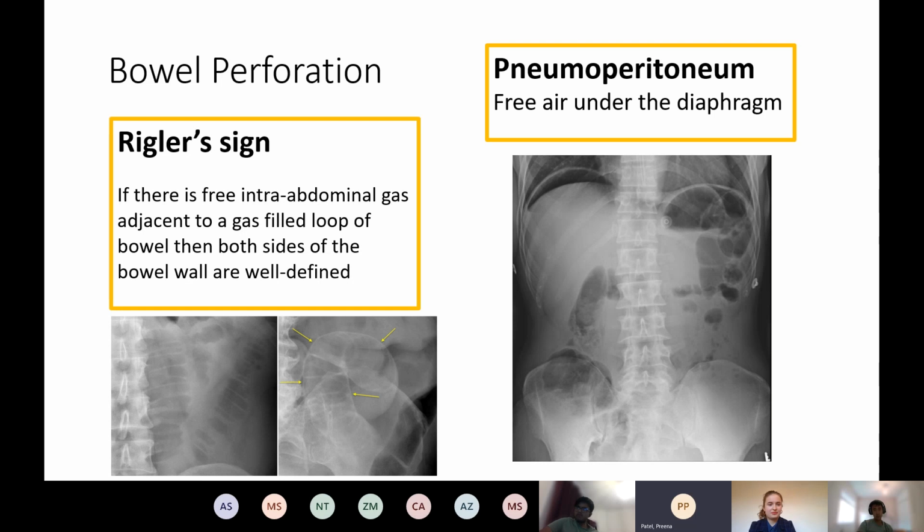Okay, no. So it's called Rigler's sign. I'm going to try, and I really wish I had a pointer for this now. Basically, if you look at the left-hand image here, when you look at the edges of the bowel, you can see the edge that's on the inside, but you can't really see the edge on the outside. It just merges with the rest of the white area. Whereas in Rigler's sign, because there's air literally on the inside and the outside of the bowel, you can see both edges really clearly. Tell me if you understand. Otherwise, I'll just get a pointer or start drawing on this thing. Can you actually see the difference?